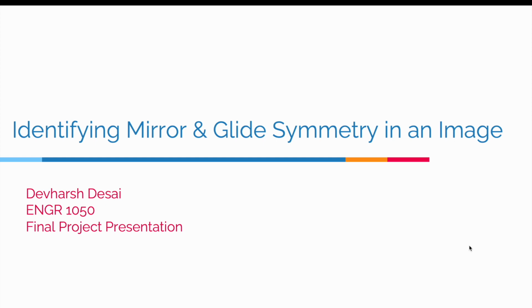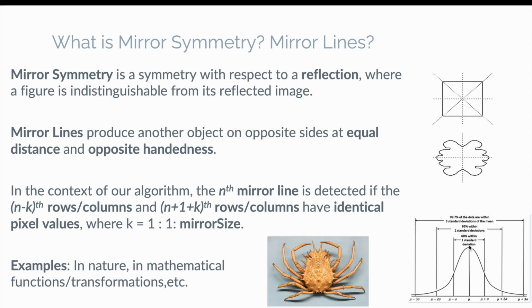I'm a junior studying material science engineering, and my final project for Engineering 105 is identifying mirror and glide symmetry in an image. I'm very excited to take you through my project. So let's begin by defining mirror symmetry and mirror lines.